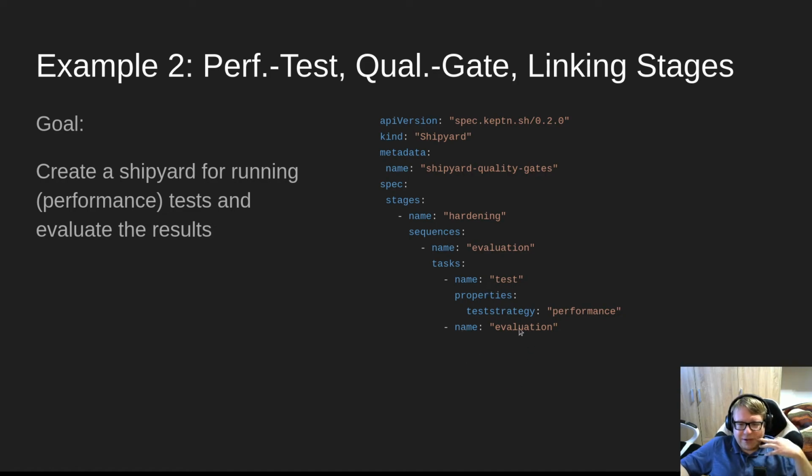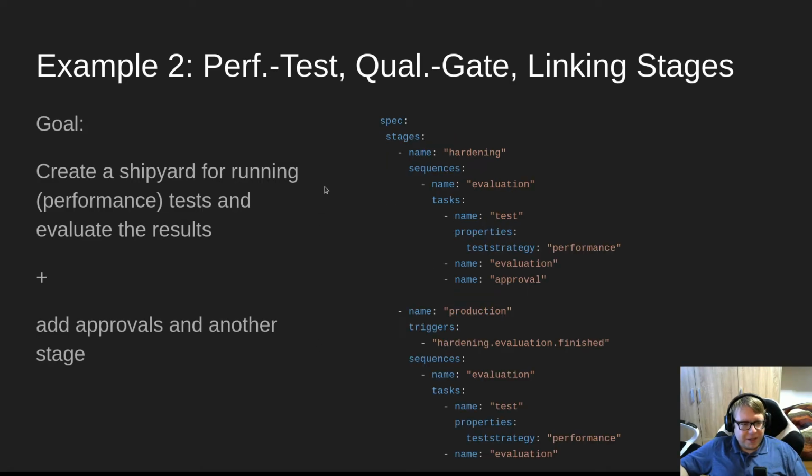That's quite simple actually. There's nothing more to say here, but let's extend our goal a little bit to make this more interesting. We will add approvals and we will add another stage. So if you want to add an approval, this is also a built-in step of Keptn, and you just need to add the task called approval here. That's about it. And if you want to add another stage, you just add another stage, and you can link the stage to the hardening stage by defining one of the triggers, and in this case the trigger would be hardening.evaluation.finished. So it's the previous stage name dot previous sequence name. It's the same sequence here, and dot finished.